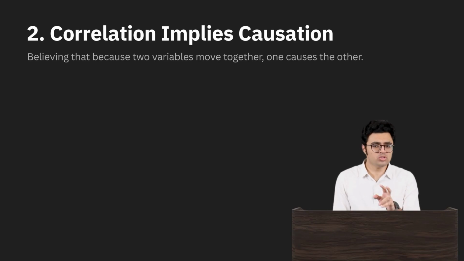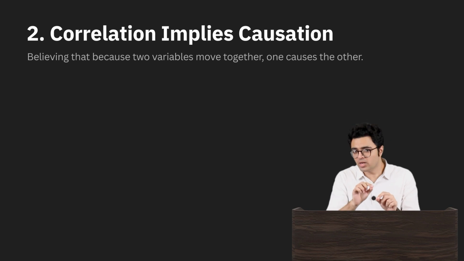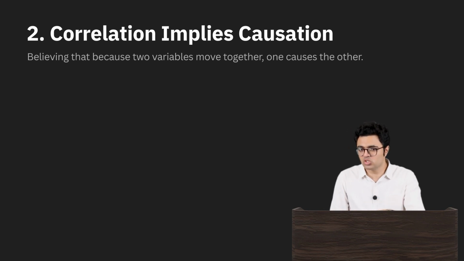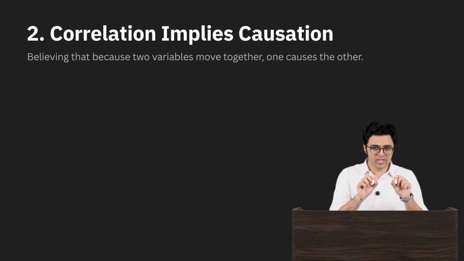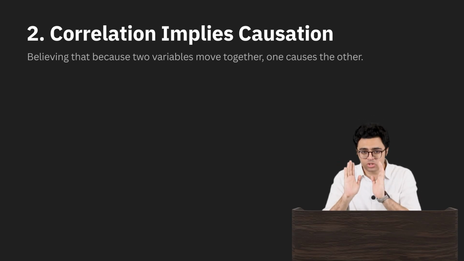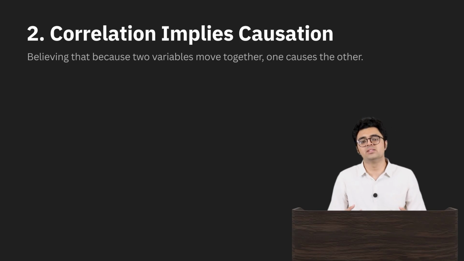The second and among the most important logical fallacies to look out for in data interpretation is correlation implies causation. Believing that because two variables move together, one causes the other. I've picked this one after the first one because the first is also about causation and this one is also about causation. Correlation means two variables moving forward in whichever direction together. However, it is an intuitive mistake that we often make to jump to the conclusion that because something is moving together, one thing is causing the other.